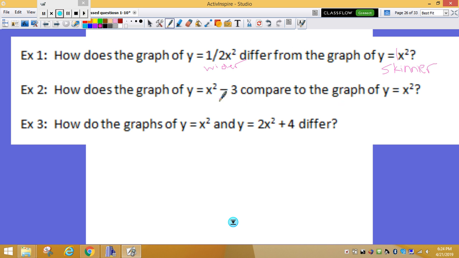Okay, how do these graphs compare? Well, they're both x squareds. This one is going to be shifted down, because it's a minus. If it was a plus, it would be up. Down 3.